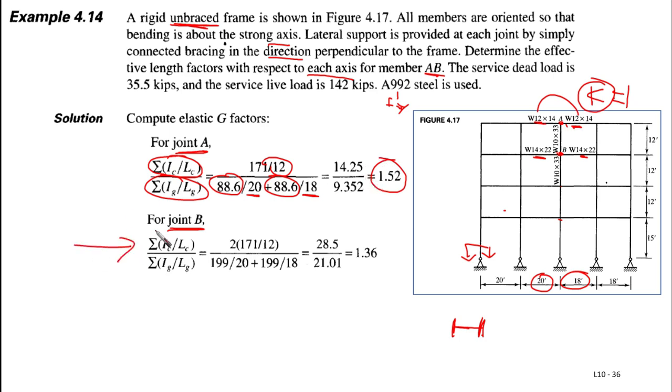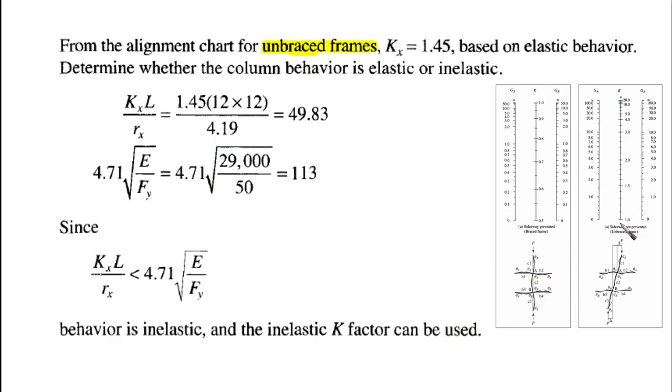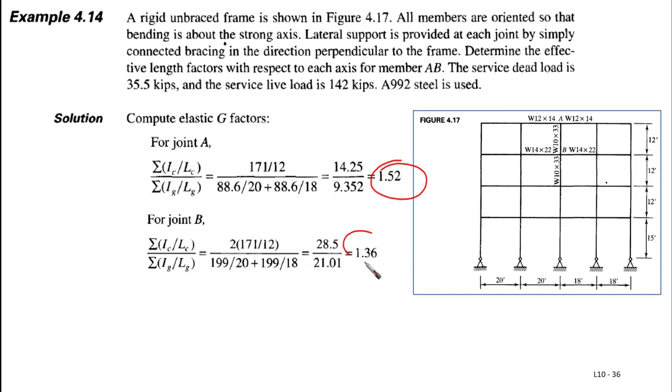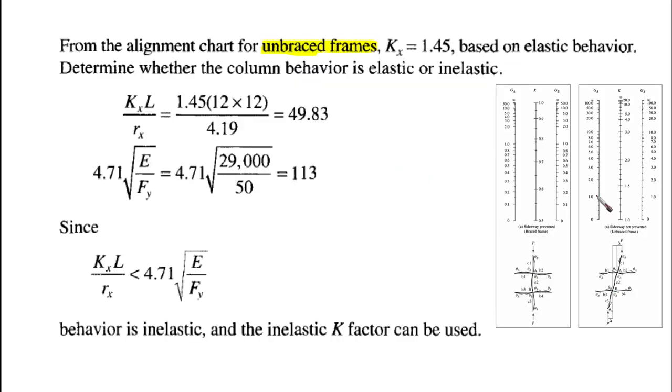In a similar fashion, we're going to use this for joint B, and we are going to obtain 1.36, 1.52 and 1.36. Then we are going to the alignment charts. Okay, so in the alignment charts, we are going to use the side sway not prevented. This is an unbraced column. So we are going to use 1.52 and 1.36. 1.52 here, for example, and 1.36 here almost. So we are here. I think that we are here.